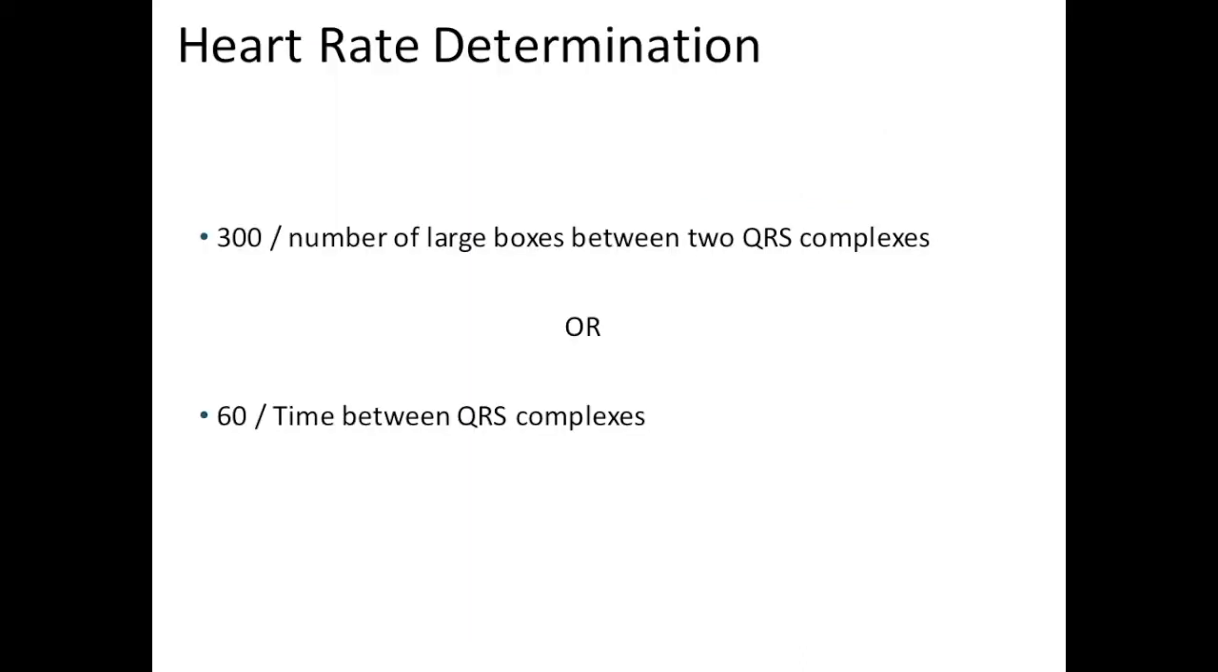So you can look at somebody's ECG tracing and be able to determine their heart rate. Two shortcuts we use are 300 divided by the number of large boxes between two QRS complexes, or you can do 60 divided by the time between QRS complexes. And I'll show you a couple of examples.